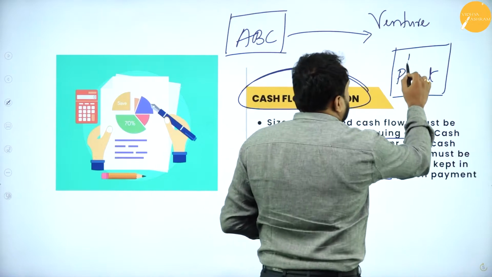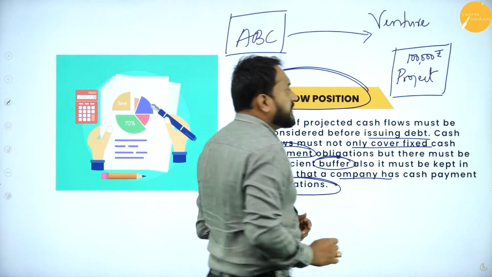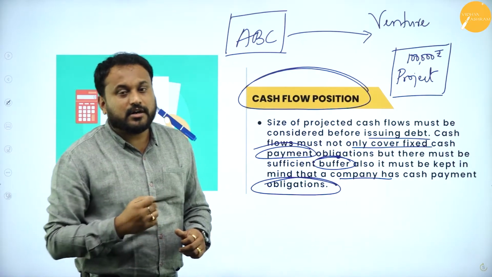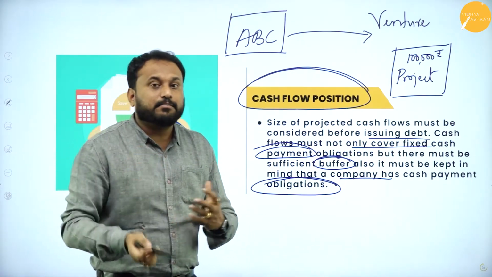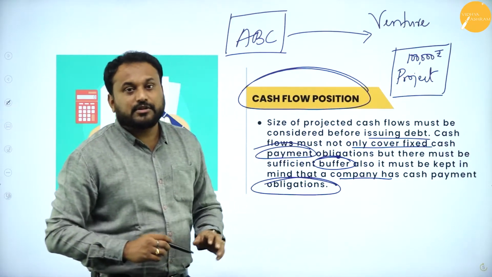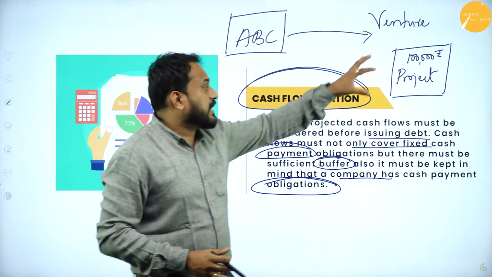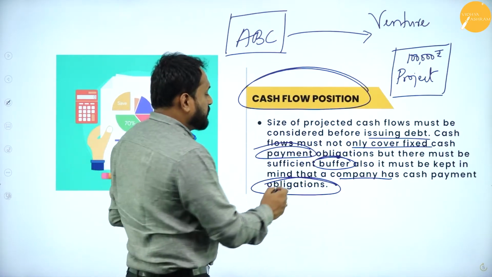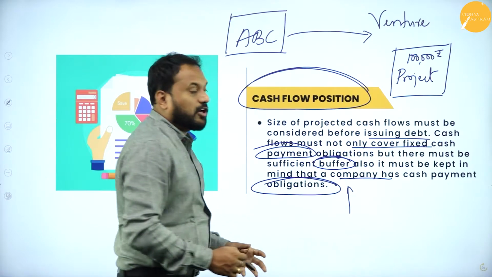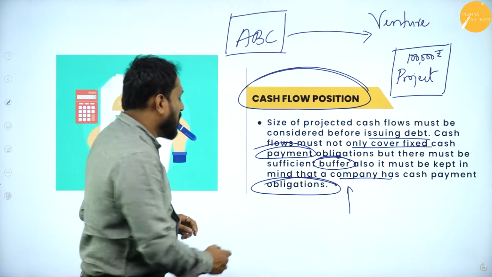Example, I'll tell you, now you have a project of say 1 lakh rupees. Now you should decide whether you should borrow or not borrow. When you start borrowing, what should you do? Though the project is only for 1 lakh rupees, you are supposed to borrow something more than that. The reason is, you should have a buffer. Also the buffer must be kept in mind because the company has cash payment obligations.